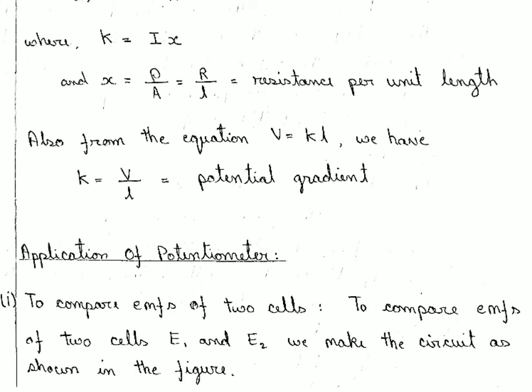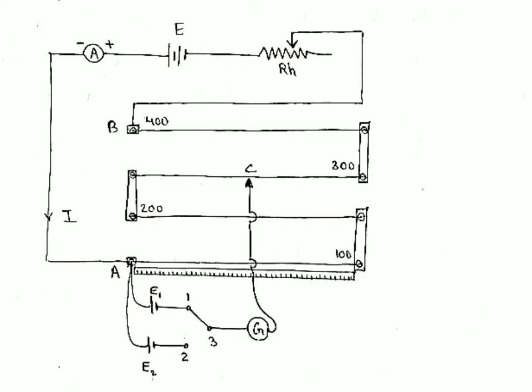Now, one of the applications of this potentiometer is to compare the EMF of two cells. So here we have two cells of EMF E1 and E2, and to compare the EMF of the two cells, we have to make the circuit as shown in the figure. After making the circuit, what we have to do first is connect the plug between the terminals 1 and 3 of the two-way key. Then we slide the jockey over the wire to obtain a null point C.